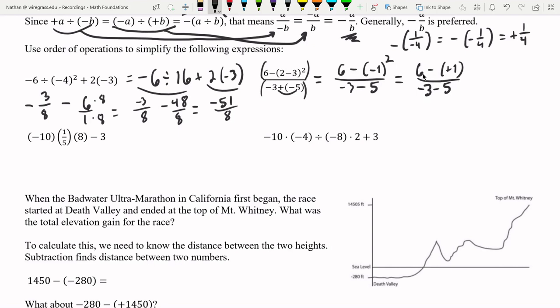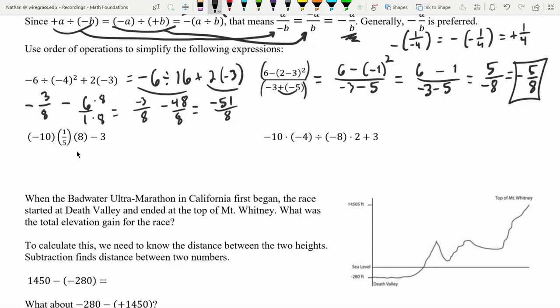But of course, plus minus a plus is the same thing as just minus here. So I can just drop those. And 6 minus 1 is 5. Negative 3 minus 5 is negative 8. And I'm going to write this as negative 5 over 8. I'm not going to write the negative in the denominator.